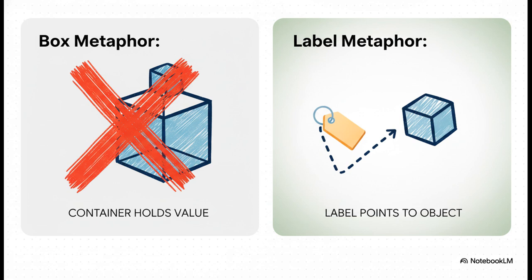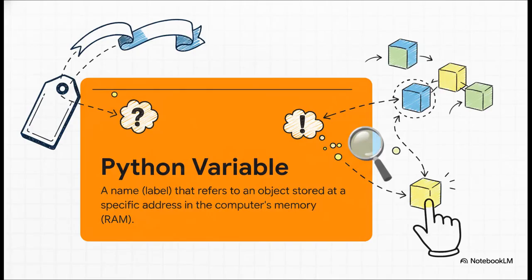A much better way to think about it is the label metaphor. The value itself, let's say the number 42, is a real thing, an object, floating around in your computer's memory. The variable is just a name tag, a sticky note that you slap onto that object. So to get really specific, the variable isn't the data. It's just a name, a reference, a signpost that points and says, hey, the data you're looking for, it's over there, at this exact spot in memory.